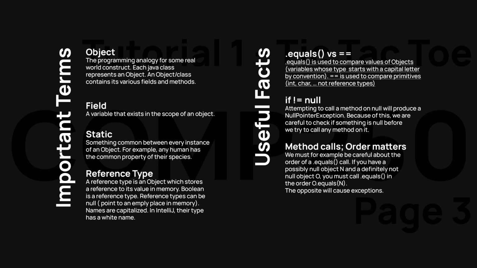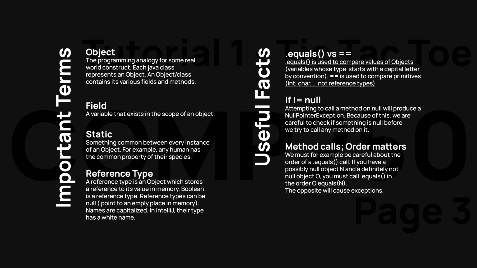Now here are the important things to take away from the tutorial. You basically screenshot this. This is the information you guys are going to want to know. There are a few key highlights here that you really need to know. An object is some sort of analogy for something in the real world, and it's represented by a Java class, so a .java file. A field is a variable that exists inside of an object. Something static is something that doesn't depend on which object it is. It's just common to all objects of that type, which we'll see in the code. And a reference type is an object which stores a reference to a value, which means it is allowed to be null. And yeah, I can go back to the previous slide if you'd like to screenshot it.